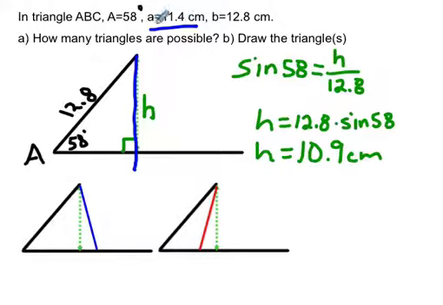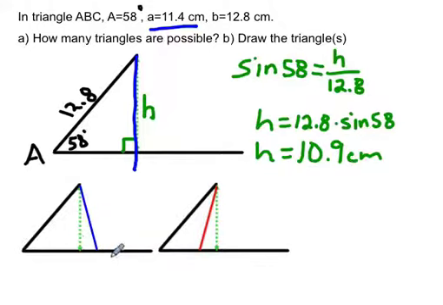If the A value is bigger than 12.8, then when it swings this way, it would swing too far. So again, if your A value is bigger than 12.8, or your B value in this case, then there would only be one triangle possible, because it can go out as far as we need to going this way, but it can only go so far to the left.